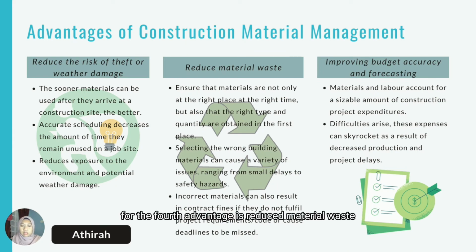The fourth advantage is reduced material waste. An effective material management system ensures that materials are not only at the right place, but also that the right type and quantity are obtained in the first place. Selecting the wrong building materials can cause a variety of issues, ranging from small delays to safety hazards. Incorrect materials can also result in contract fines if they do not fit the project requirements.